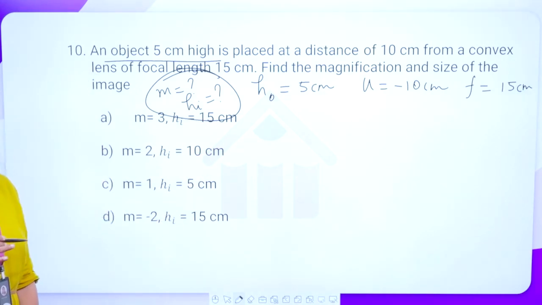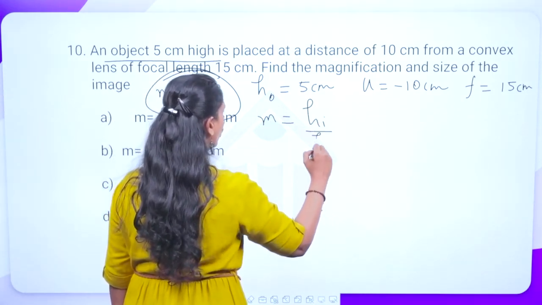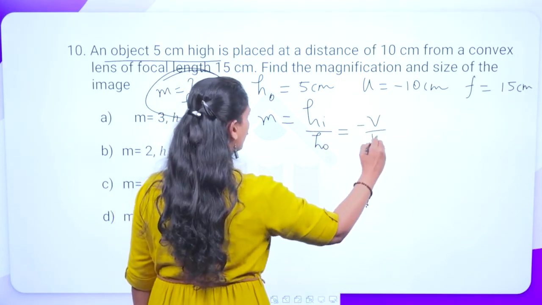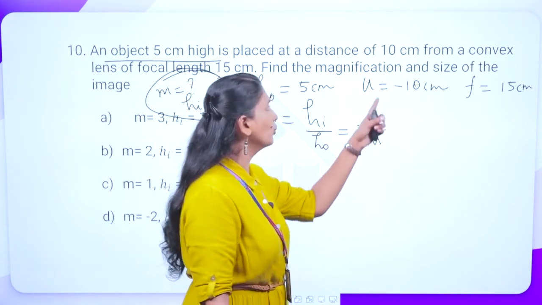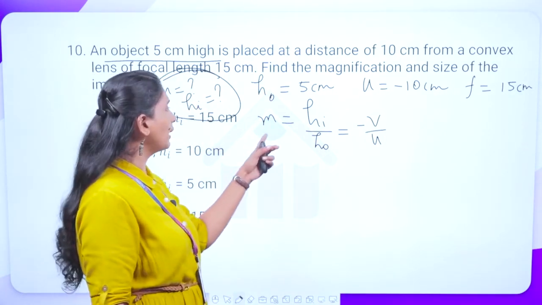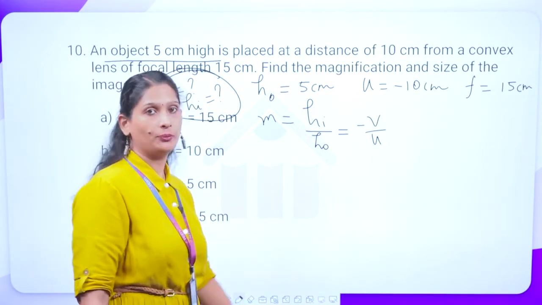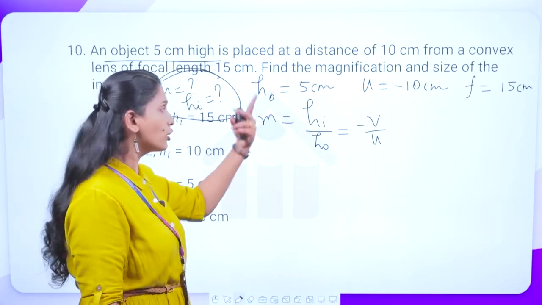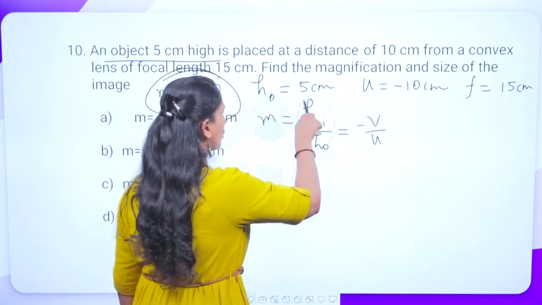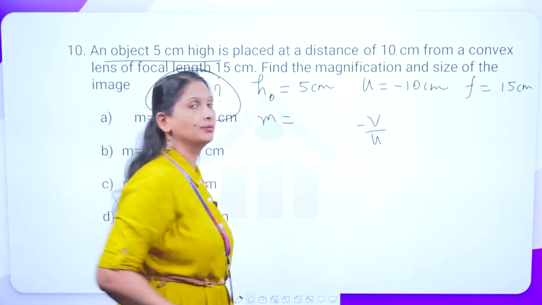Now, you want to find magnification as well as the value of hi, or rather height of the image. So, if you want magnification, either the equation is hi by ho or the equation is minus v by u. Right? If you want magnification with this equation, you don't know v. If you want to find magnification using this equation, you don't know hi. And that is another unknown. So, hi and m have to be found out. So, you can never use this equation. The only possibility is using this equation. And for that, you need v.